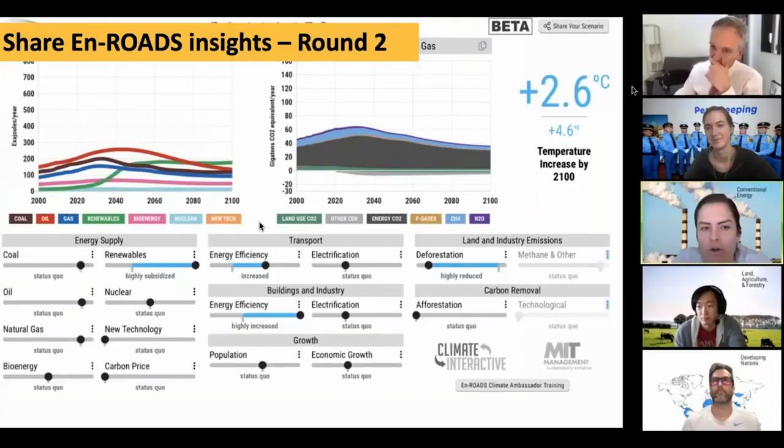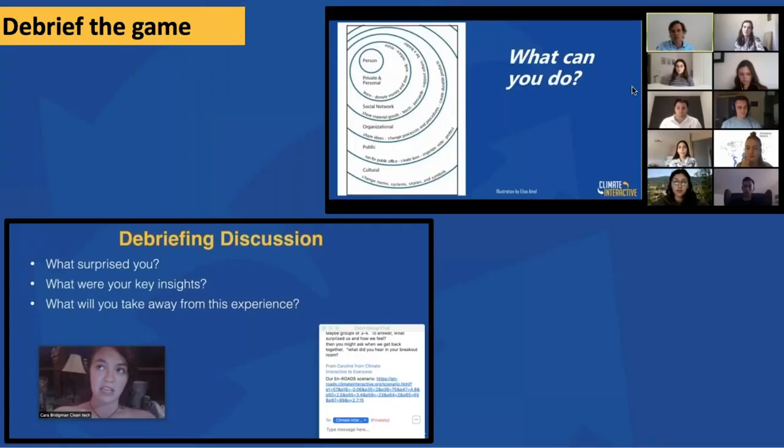So then a similar thing would happen. Everyone comes back to the main room, and as the facilitator, you get another chance to share the different insights from En-ROADS and talk about what the policies and actions that the different groups are taking are proposing.